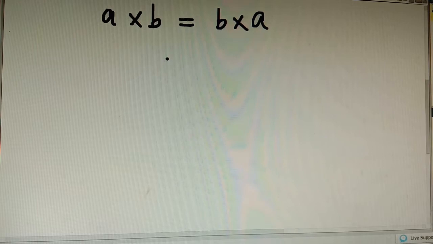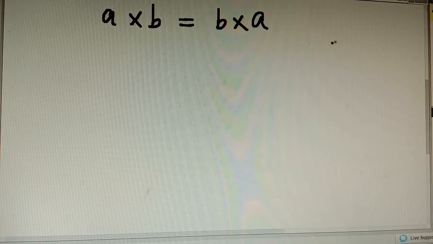Now the next operation, division. Then in division we know a ÷ b is not equal to b ÷ a. So in case of division, our commutative property is not true in case of division.